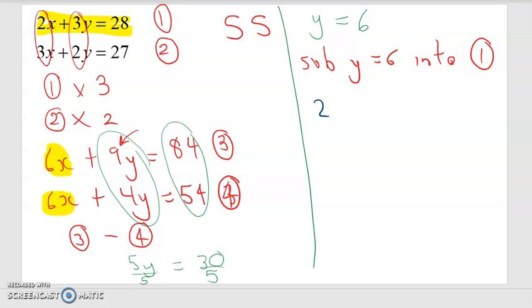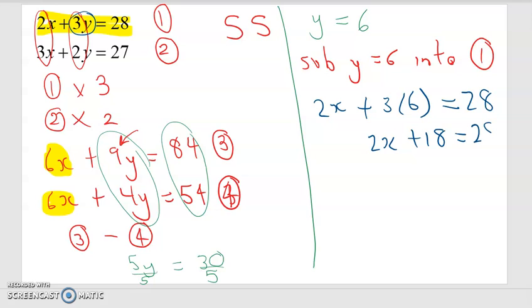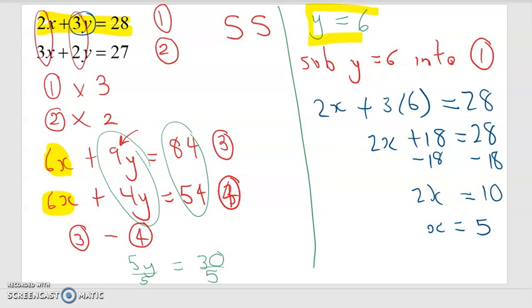So we're going to do 2 lots of x plus 3 lots of y. Now y is 6. I'm substituting over here. 3 lots of y equals 28. So 2x plus 18 will give me 28. And I can minus the 18 onto the other side, giving me 2x equals 10 and x equals 5. So there I have it. The simultaneous solution of these equations is y equals 6 and x equals 5. All right, thank you.